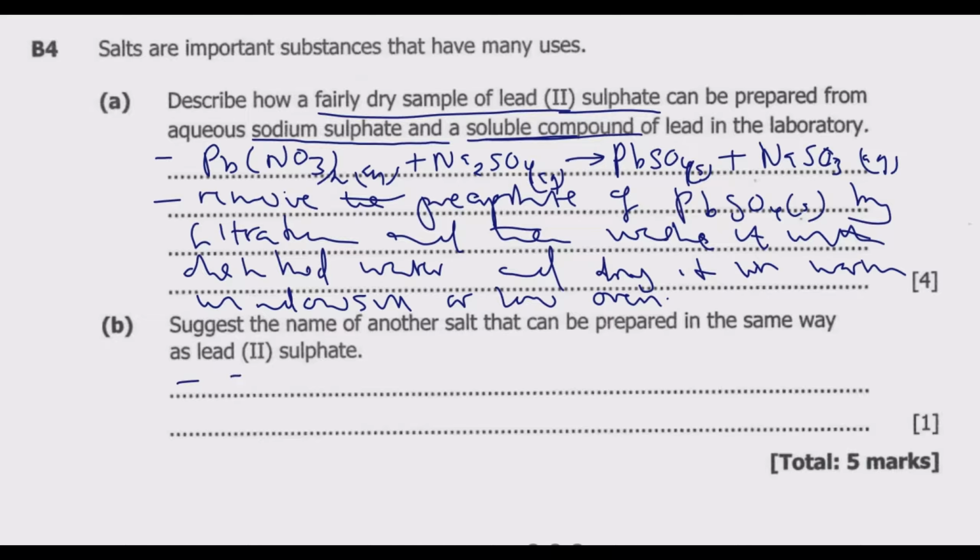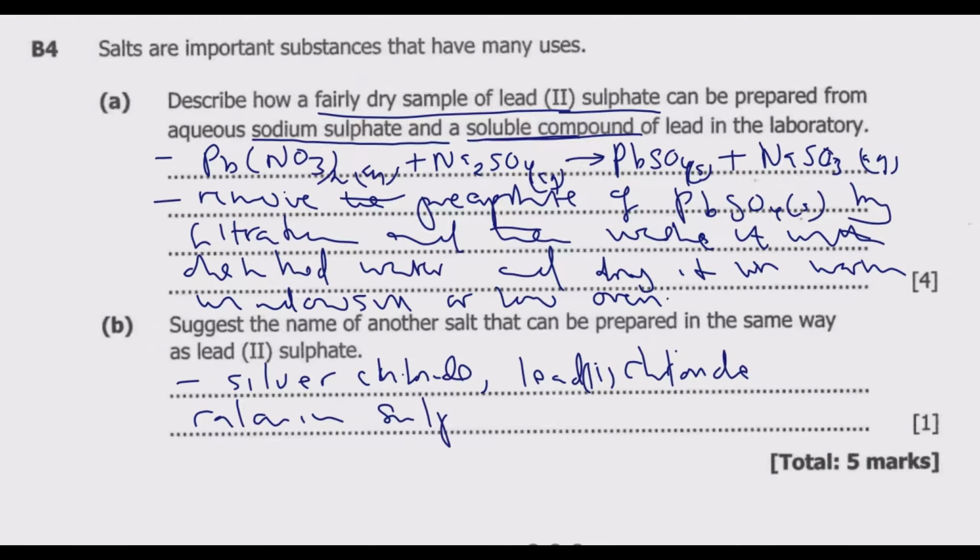So number 1, you can prepare silver chloride. It's also insoluble. Then you can also do the same for lead 2 chloride. You can also do the same for calcium sulphate. So you can choose any of these. Then also barium sulphate.